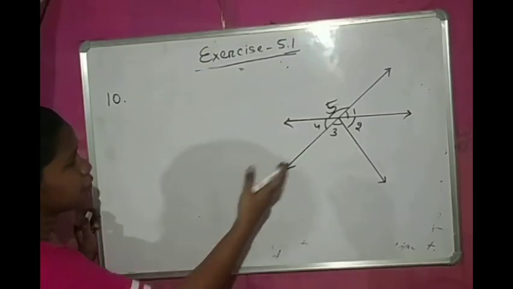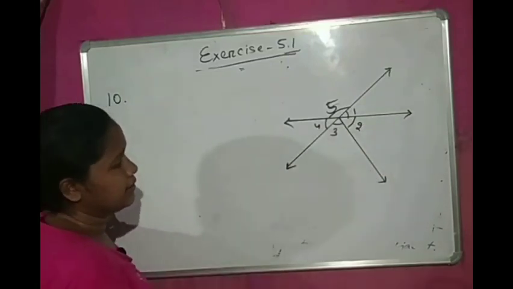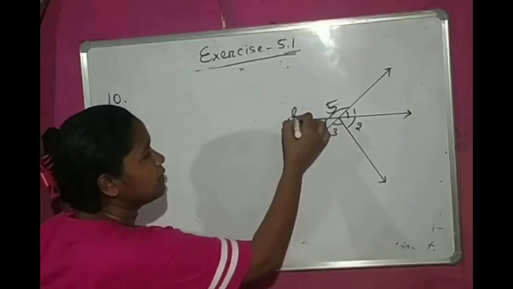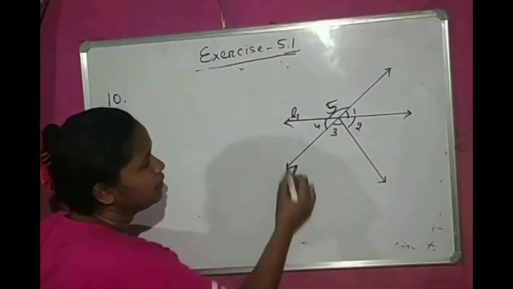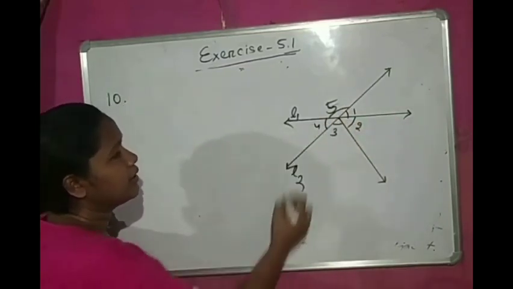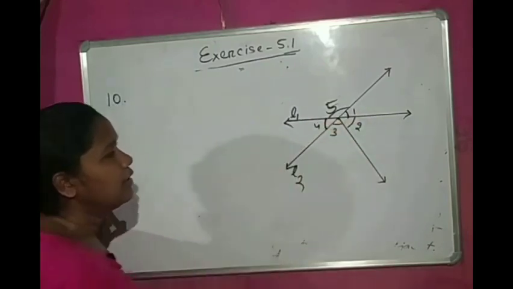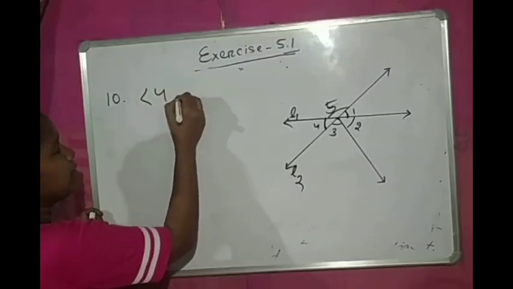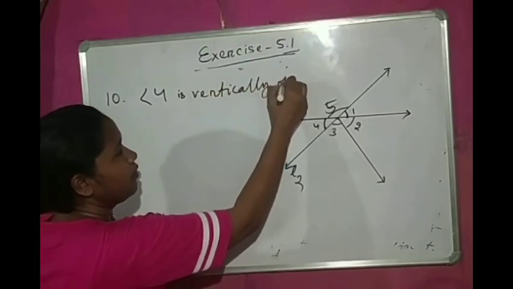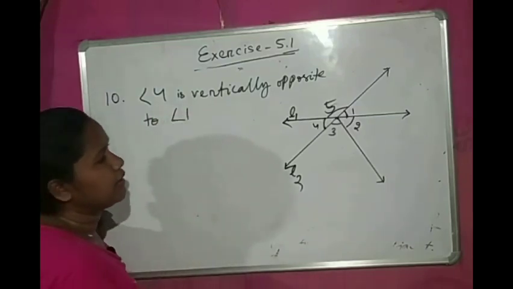So let's see which pair is vertically opposite angles. You see these are two straight lines. So here angle 1 is opposite to angle 2. If this one is L1 and this line is L2, then lines L1 and L2 intersect at this point. Then the angle formed here, angle 4, is opposite to angle 1. So angle 4 is vertically opposite to angle 1.